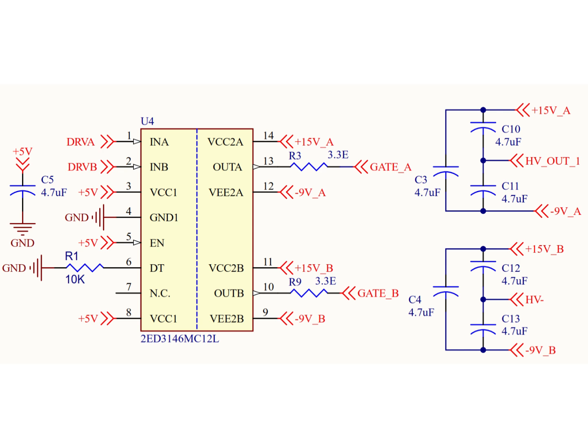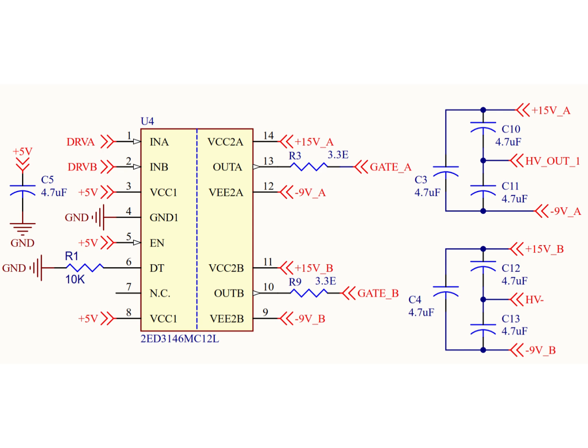At the heart of this circuit is the 2ED3146MC12L isolated gate driver IC, labeled as U4. This device provides two independent isolated gate driver channels, making it well suited for driving the high side and low side IGBTs of a half bridge.